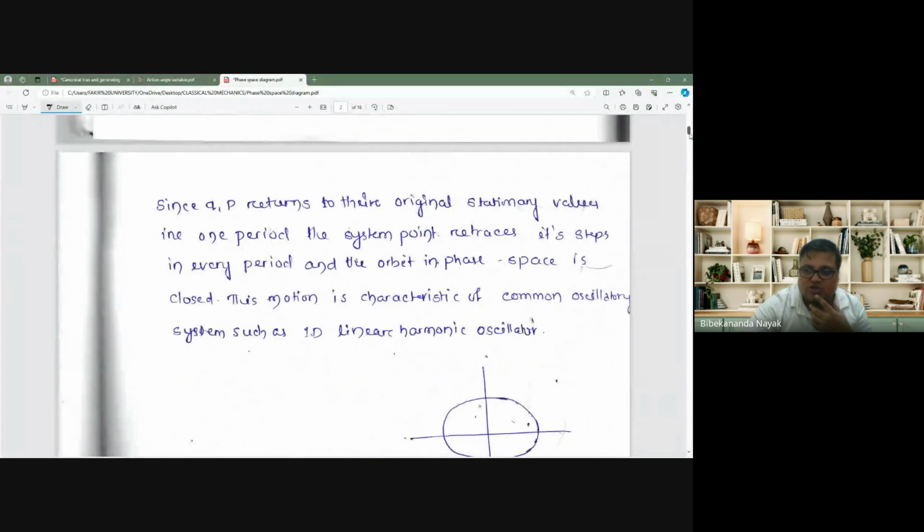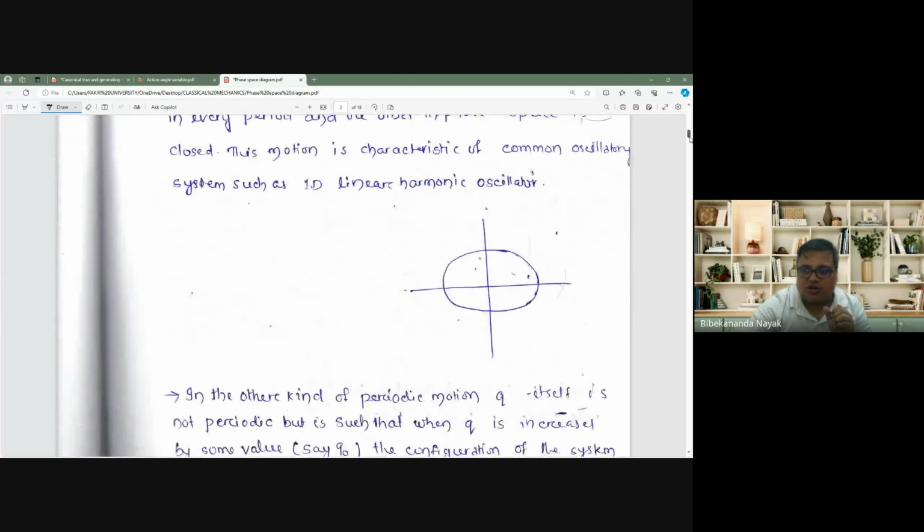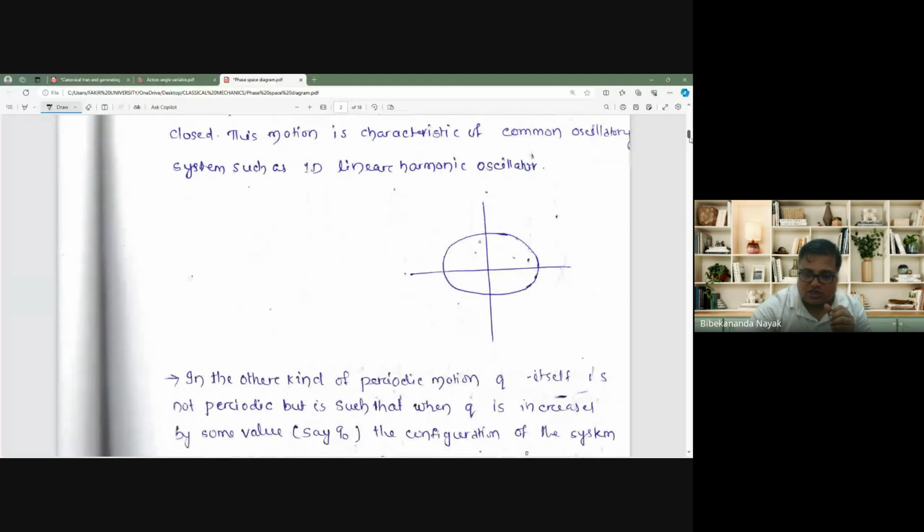Since Q and P return to their original stationary value in one period, the system point retraces its steps in every period, and the orbit in phase space is closed. This motion is characteristic of common oscillatory systems such as linear harmonic oscillators.